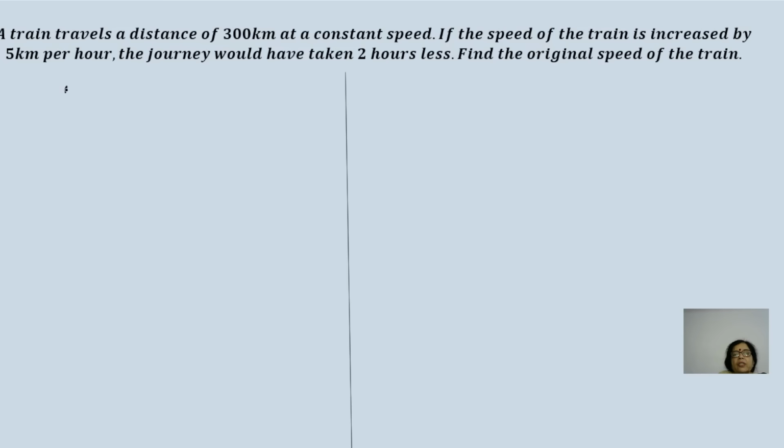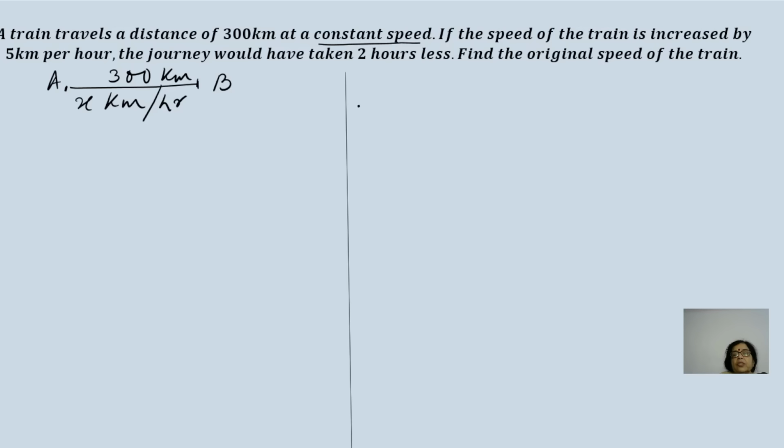So the train is traveling from one station A to another station B, and this distance is 300 km. Now this word technically is very important, constant speed. That means whatever happens, the speed of the train is constant throughout the journey of this 300 km. Let us take the speed as x kilometer per hour as it is not given.